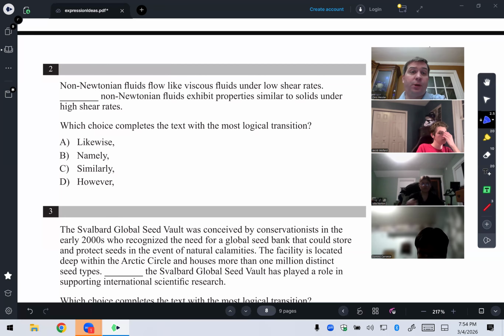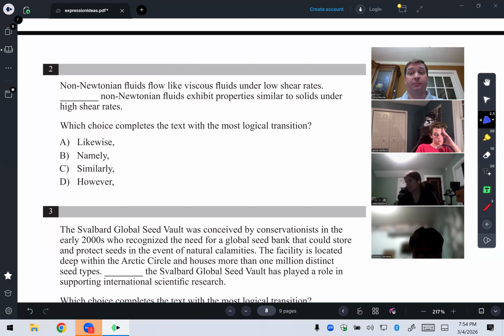Non-Newtonian fluids flow like viscous fluids under low shear rates. Blank, non-Newtonian fluids exhibit properties similar to solids under high shear rates. Okay, so if we're moving in the same direction, if we're just adding something with a little plus sign and an arrow, likewise, namely or similarly may work. An additive transition might make sense if the next sentence is expected.